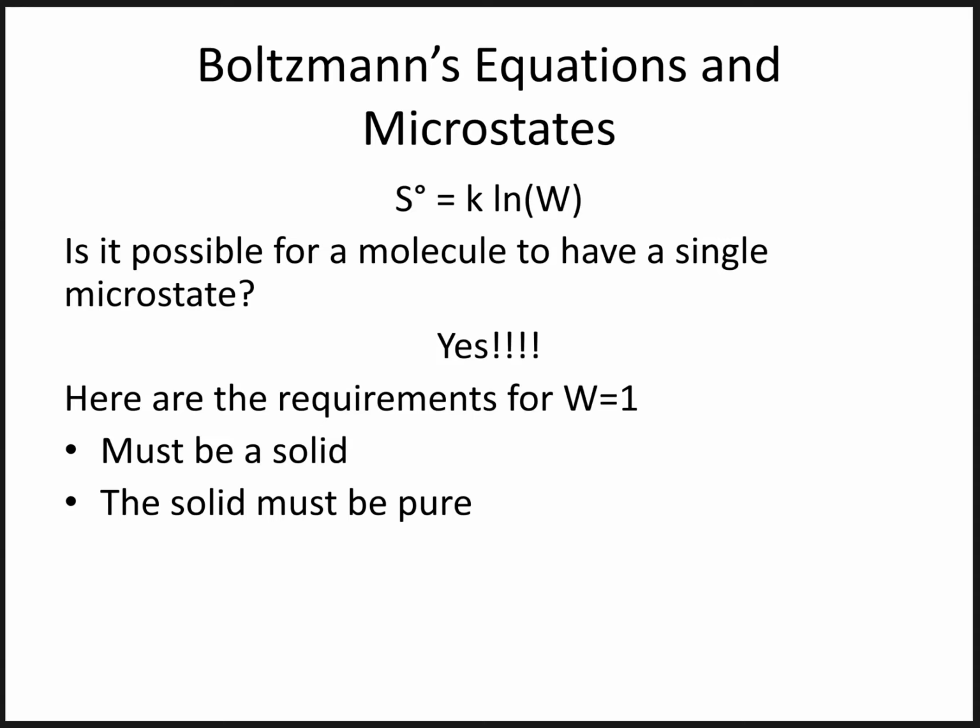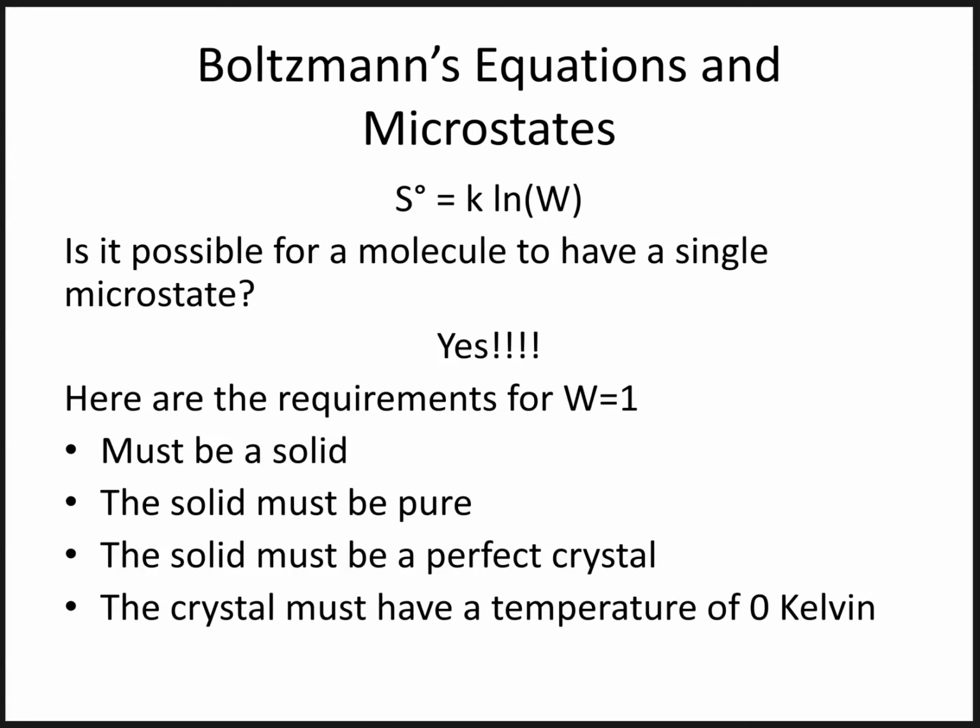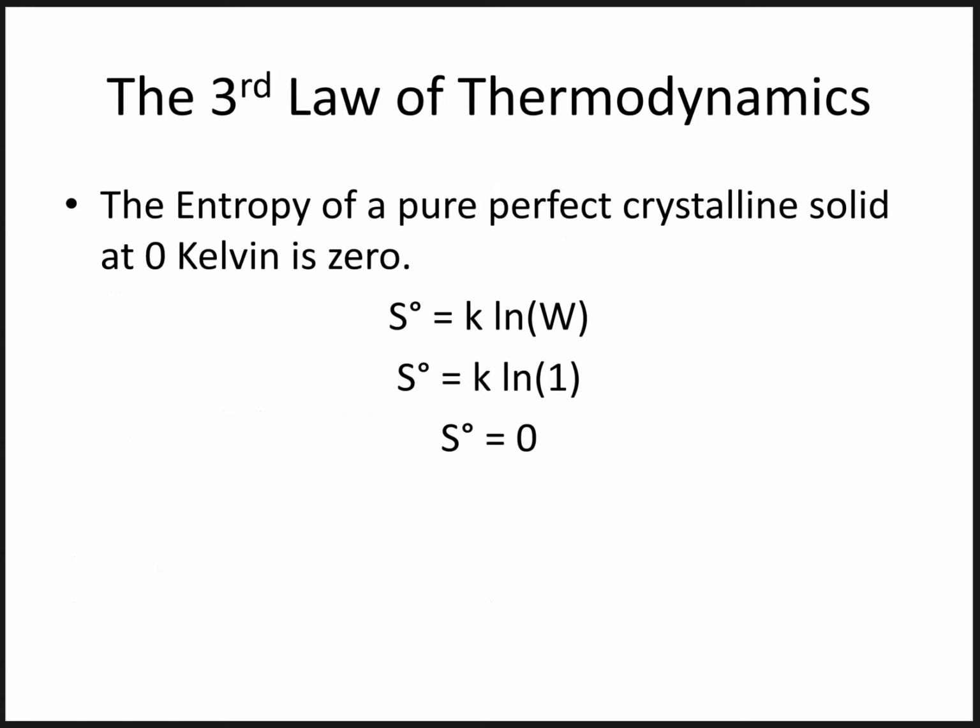All interactions must be equal to each other, that is, the bond length between all atoms must be the same. Therefore, the solid must be in a perfect crystalline structure. And finally, because we're in a solid with no kinetic energy, the crystal must have a temperature of 0 Kelvin. When you have these conditions, we say we have the third law of thermodynamics, which states that the entropy of a pure, perfect crystalline solid at 0 Kelvin is 0.